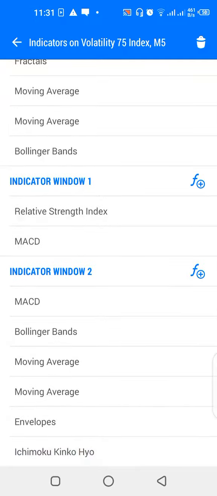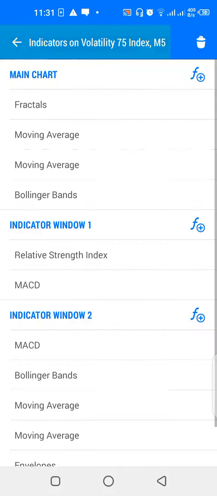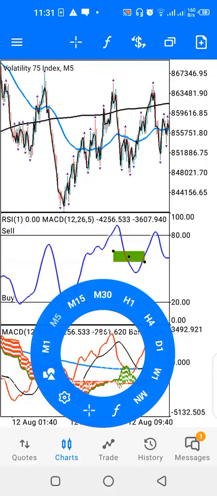Then we have Ichimoku, which is the last indicator on indicator window 2. Tenkan Sen is 8, Kijun Sen is 8, Senkou span is 52. Okay, and the up Kumo is green, down Kumo is red. Okay, so let's see how it works for you to place your buy entry.